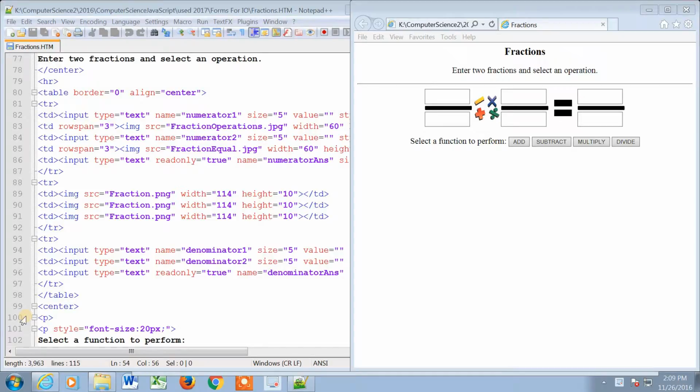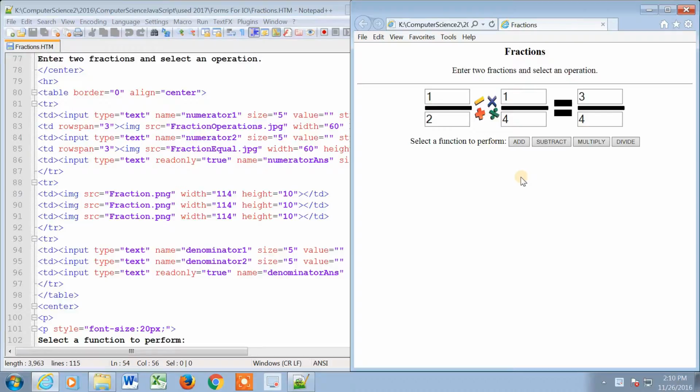You need to complete a program that adds, subtracts, multiplies, or divides fractions. So here's what the running program looks like. For example, if I have a fraction 1/2 and another fraction 1/4, let's keep it really simple, and I choose to add a half and 1/4, I should get 3/4.